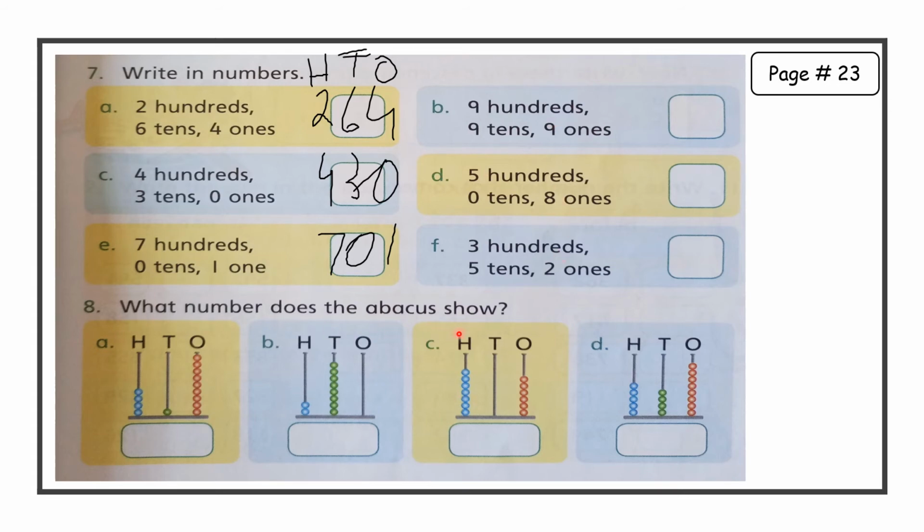Again, what number does the abacus show? This is again the same. How many beads are in 100 rod? 4 beads. How many beads are in tens rod? 1. And how many beads are in ones rod? Let's count. 1 2 3 4 5 6 7 8 9. So it's 9. Okay, 2 beads in hundreds rod, 8 beads in tens rod and 0 beads in ones rod. And these two parts you have to do by yourself.